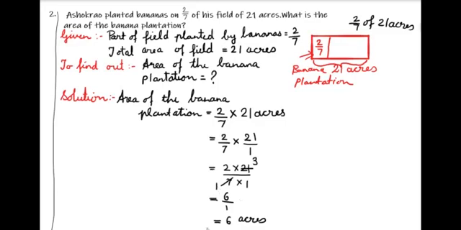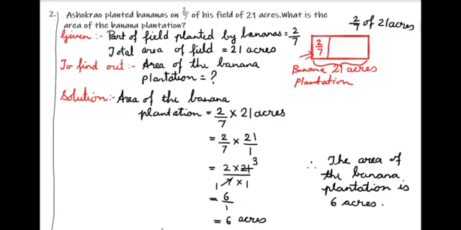Now I am not having place here, so the last statement I will write in this part, but you will write below this. How to write the last statement? Therefore, the area of the banana plantation is 6 acres. Underline this, 6 acres.